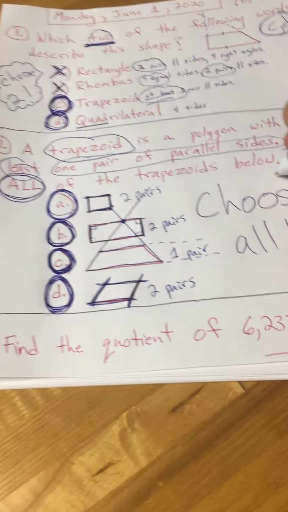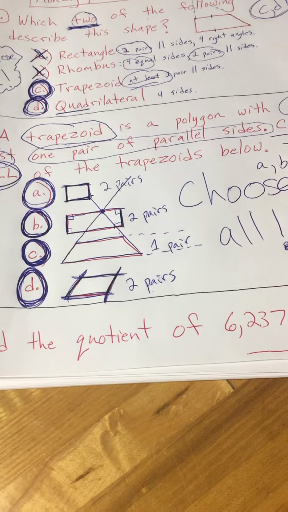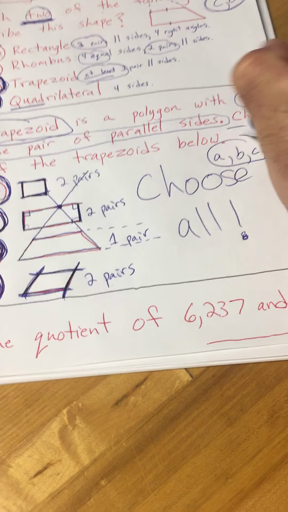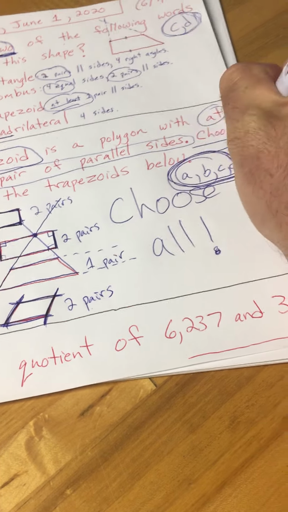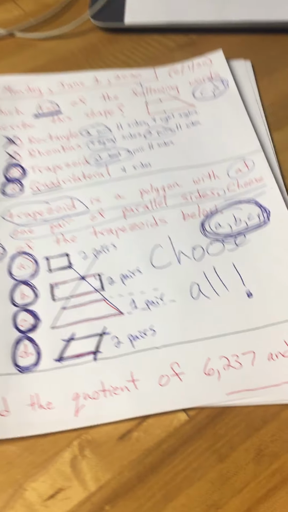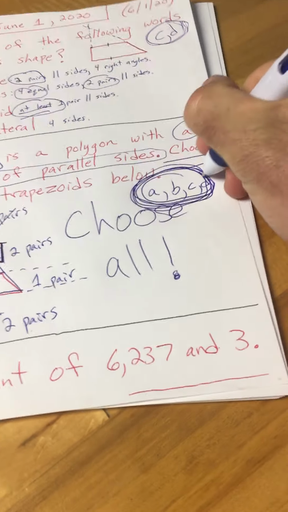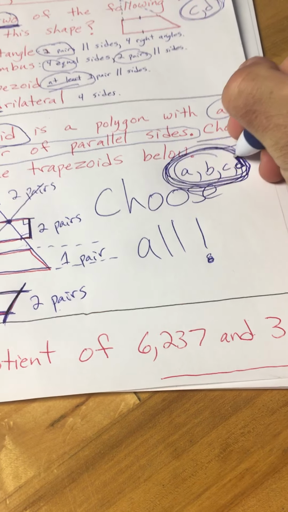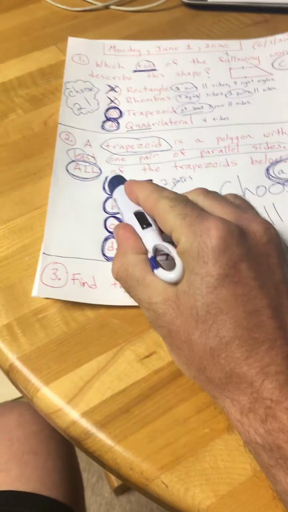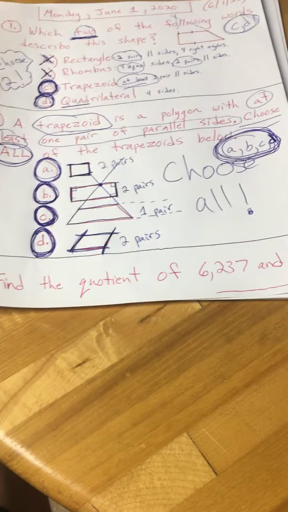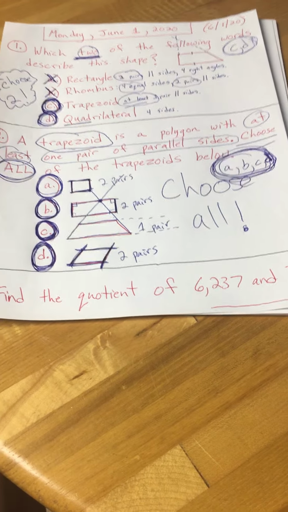The correct answers for number 2 are A, B, C, and D. If you are missing any of them, then your answer would be marked wrong. You need all four. It tells you to choose all. So if you didn't get all four of those, and if you just submitted 1, 2, or 3 of them, then you don't get any credit.